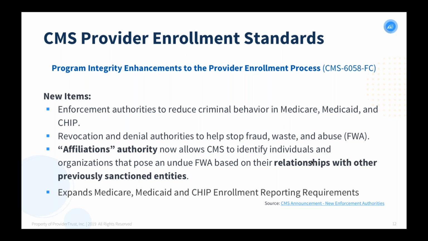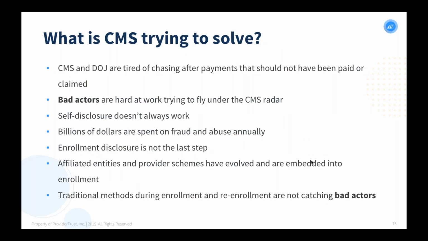The next area is revocation and denial authority to try to stop, again, that fraud, waste, and abuse, really giving them maybe a stronger stick, if you will, relative to the denial opportunity. Affiliations, we're going to talk about that in just a few minutes. A new defined term, so affiliation authority, giving CMS the opportunity to identify individuals or organizations that pose a risk, and relationships with previously sanctioned entities. And we're going to talk about the challenges of that and what that means. And then certainly expanding Medicare, Medicaid, and CHIP enrollment reporting requirements, which is the bulk of what we're going to talk about.